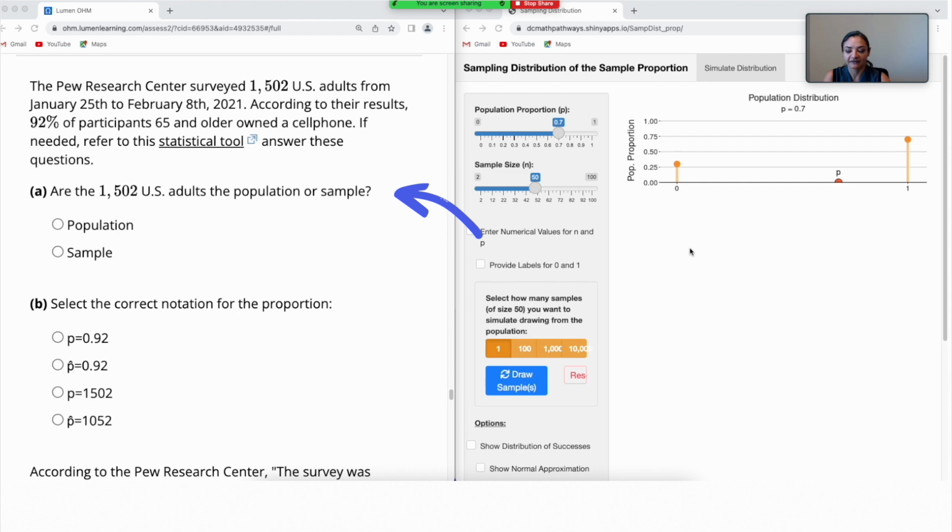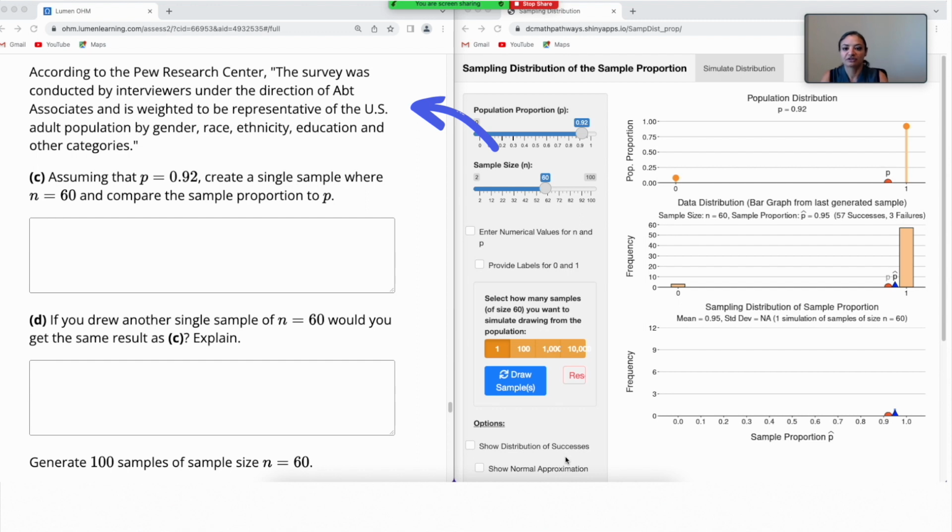The first one says, are the 1,502 U.S. adults the population or the sample? Well, we took a survey from a population, so this is in fact a sample. Now it says select the correct notation for the proportion. Well, this is the proportion of the US adults surveyed, so that's going to be our p hat is 0.92.